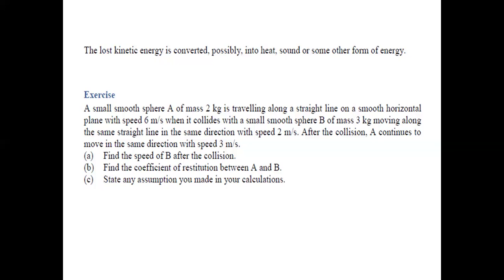A small smooth sphere A of mass 2 kilograms is traveling along a straight line on a smooth horizontal plane with speed 6 meters per second. When it collides with a small smooth sphere B of mass 3 kilograms moving along the same straight line in the same direction with speed 2 meters per second. After the collision, A continues to move in the same direction with speed 2 meters per second. Find the speed of B after the collision. Find the coefficient of restitution between A and B, and state any assumption you made in your calculations.